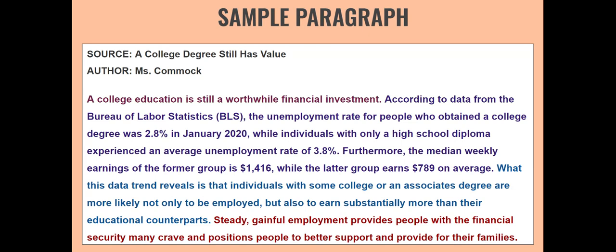According to data from the Bureau of Labor Statistics, the unemployment rate for people who obtained a college degree was 2.8% in January 2020, while individuals with only a high school diploma experienced an average unemployment rate of 3.8%. Furthermore, the median weekly earnings of the former group is $1,416, while the latter group earns $789 on average.